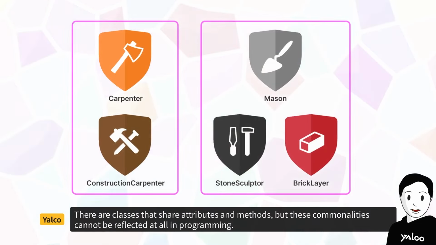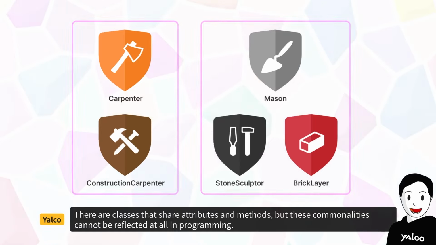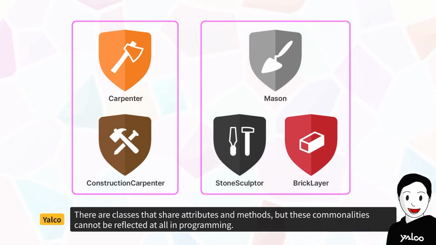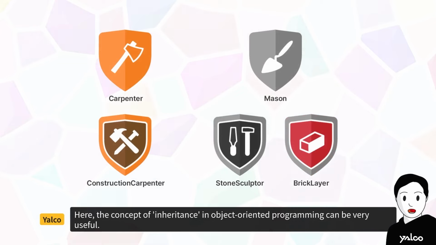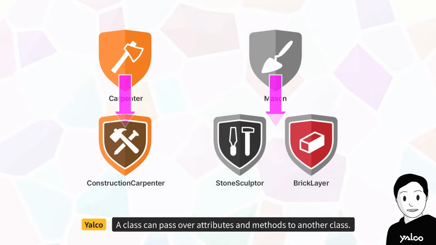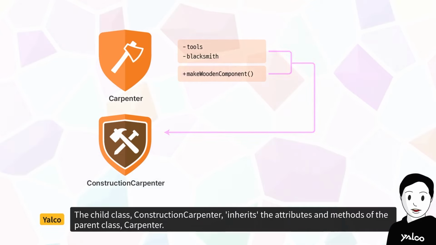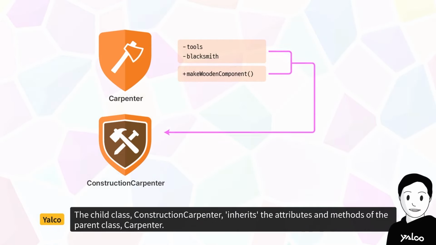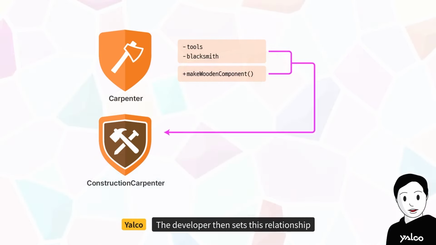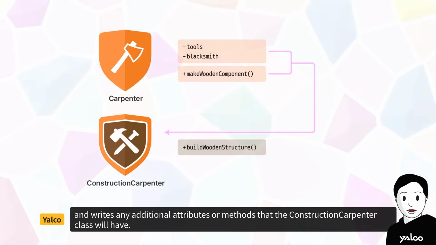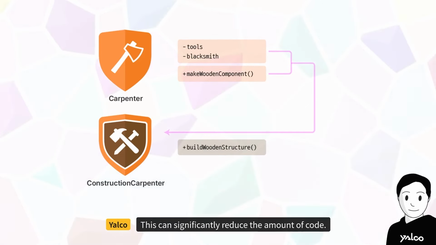There are classes that share attributes and methods, but these commonalities cannot be reflected at all in programming. Here, the concept of inheritance in object-oriented programming can be very useful. A class can pass over attributes and methods to another class. When we set the construction carpenter class to extend from the carpenter class, the child class, construction carpenter, inherits the attributes and methods of the parent class, carpenter. The developer then sets this relationship and writes any additional attributes or methods that the construction carpenter class will have. This can significantly reduce the amount of code.